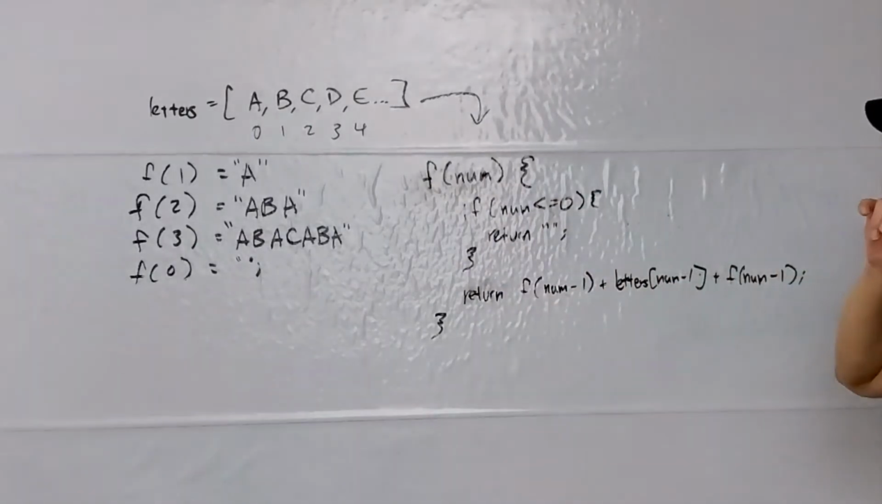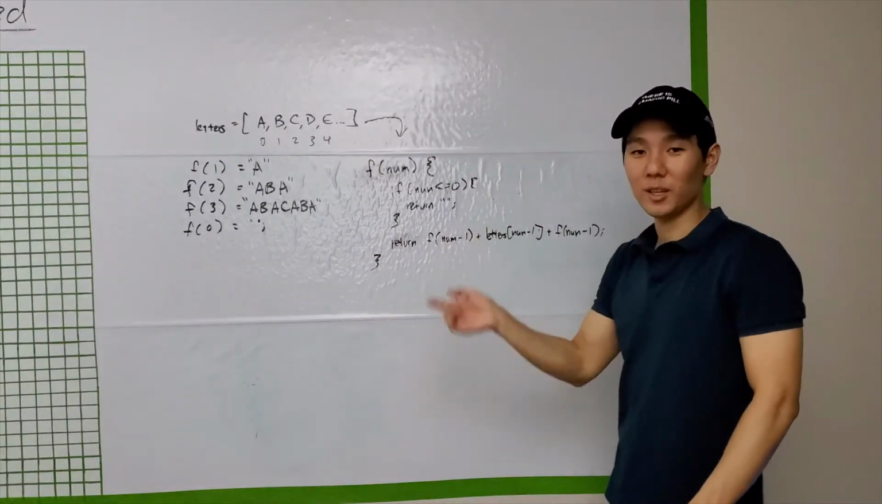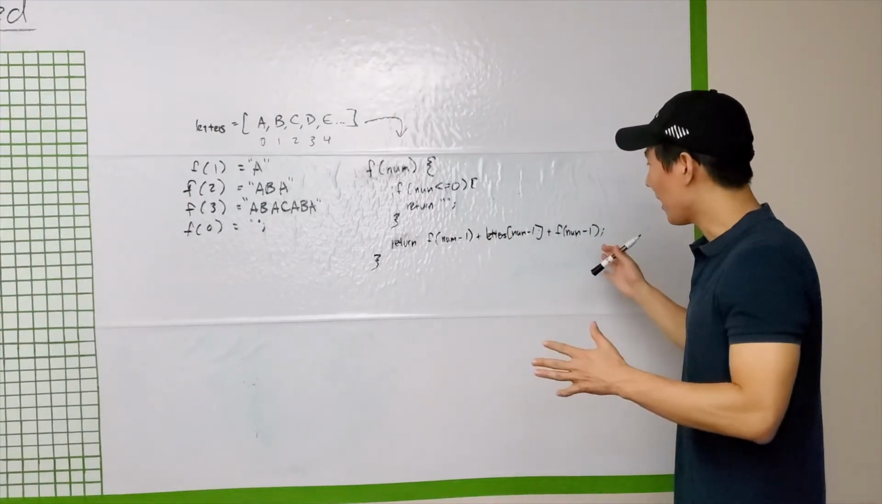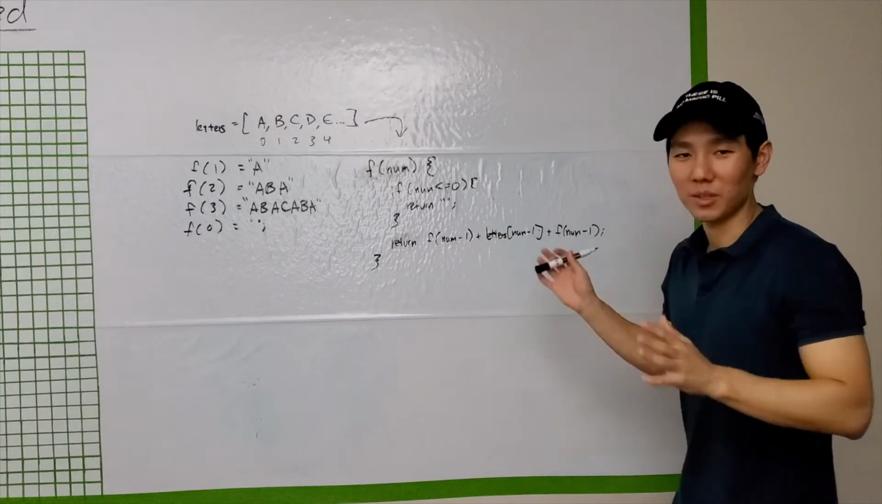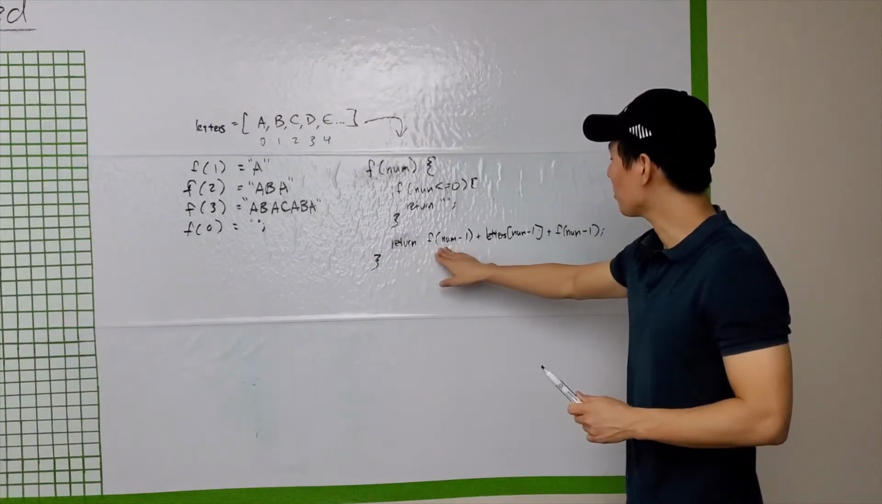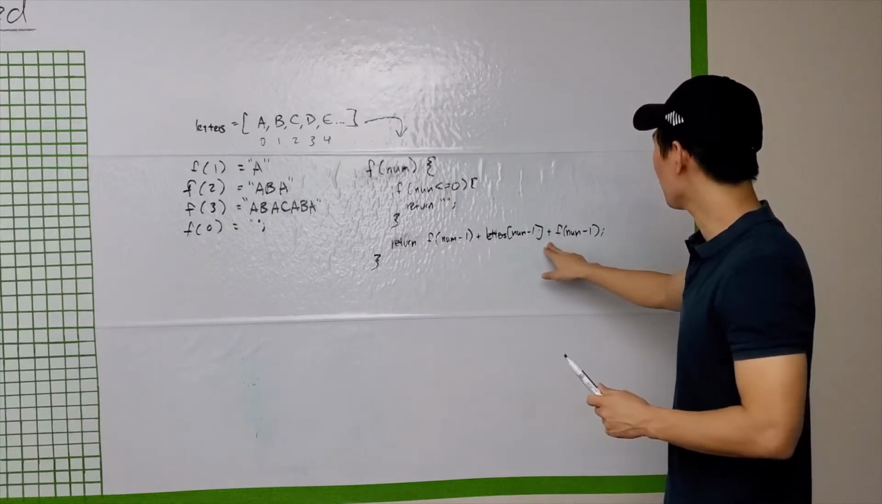And that is actually the answer right there. It is pretty simple. And actually, I should have tested it out before I jumped to the whiteboard. But I'm pretty confident it is, so I might have to redo this whole video. But it makes sense. We return f of num minus 1 plus letters of num minus 1 plus f of num minus 1.